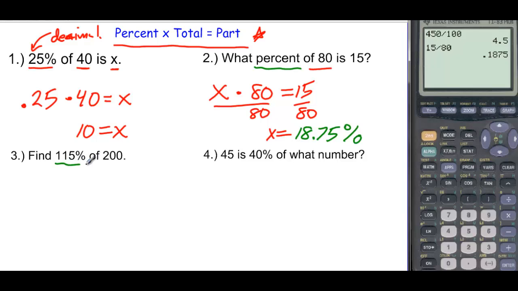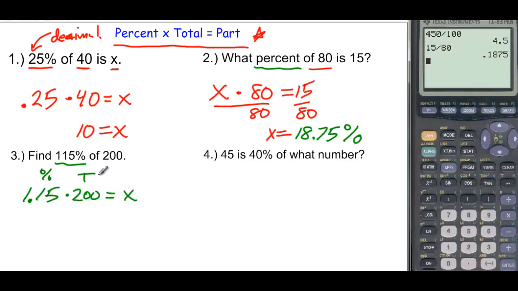So the first thing you have to know is notice it's 115%. That's bigger than 1, so we're going to have more than 200. So I'm going to do percentage, 115. But remember, we have to do it as a decimal, so I'm going to move the decimal over 2 times. 200 is equal to what? Okay, so we're finding 115% of the total is equal to the part.